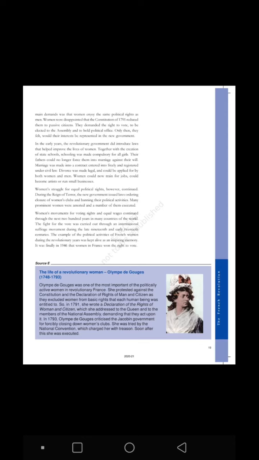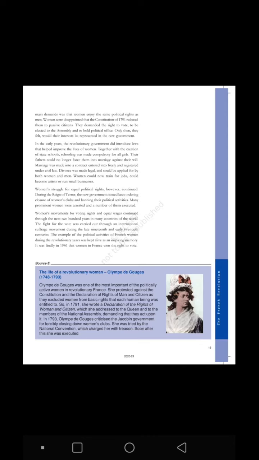Women's movements for voting rights and equal wages continued through the next 200 years in many countries of the world. The fight for the vote was carried out through an international suffrage movement during the late 19th and early 20th centuries. The example of the political activities of French women during the revolutionary years was kept alive as an inspiring memory. It was finally in 1946 that women in France won the right to vote.